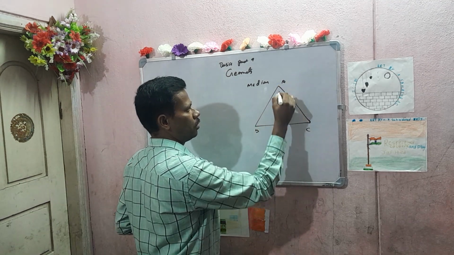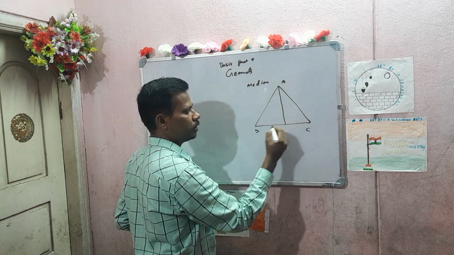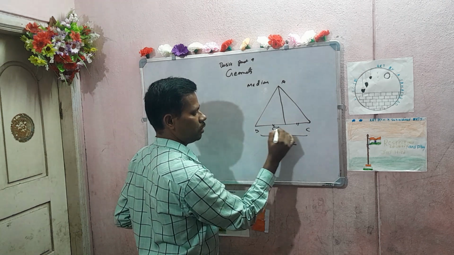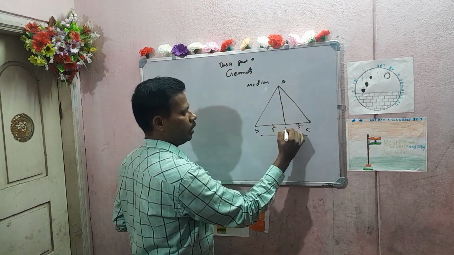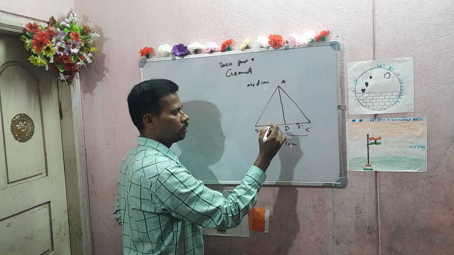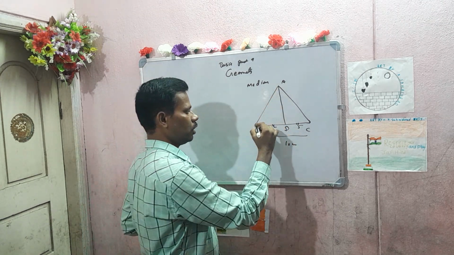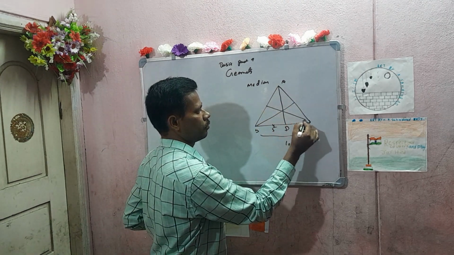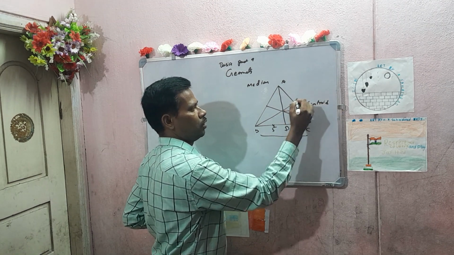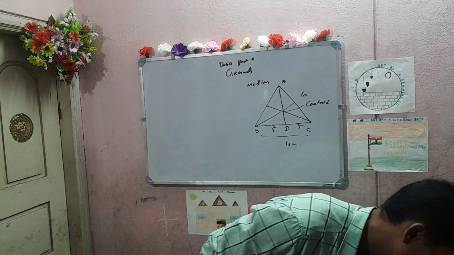A, B, C. The line segment drawn from the vertex to the midpoint of the opposite side. So say this is 10 centimeters. So this is 5, this is 5. So AD, the line segment drawn from the vertex to the midpoint of the opposite side. So AD is the median. So there will be 3 medians. Where all the medians meet, that is called centroid. It is denoted by G. That's it. Very simple. So median is over.